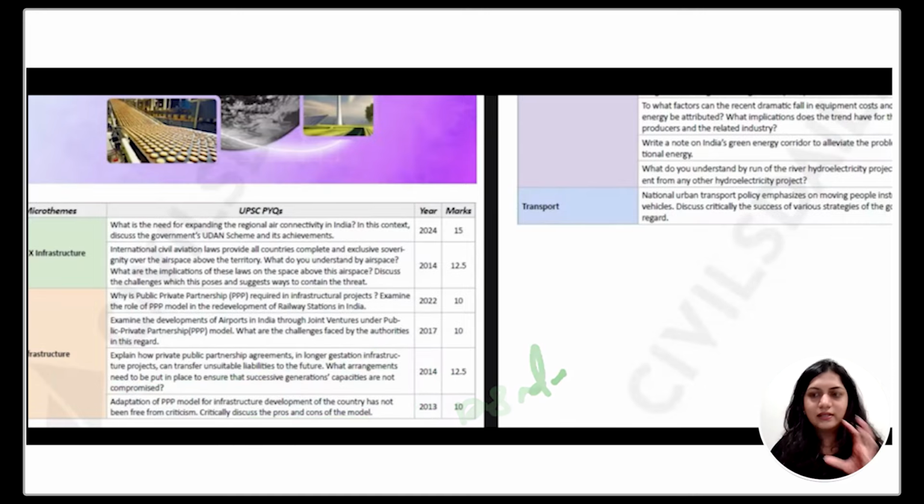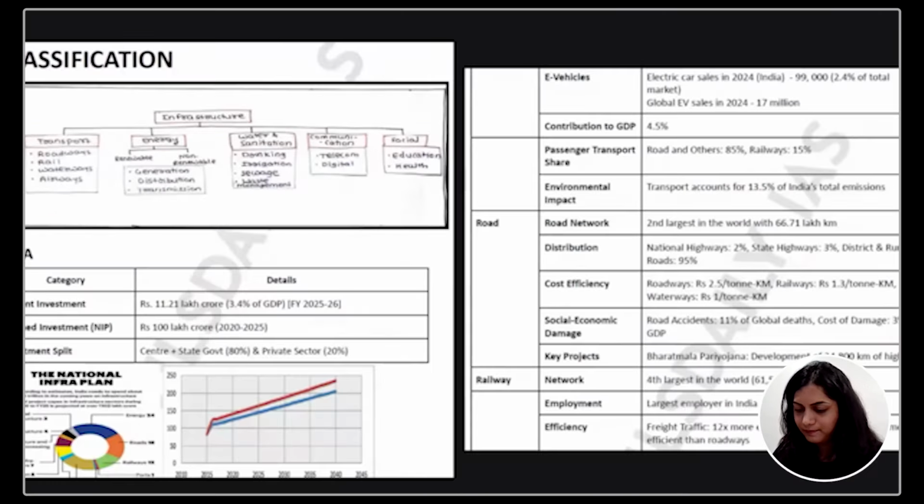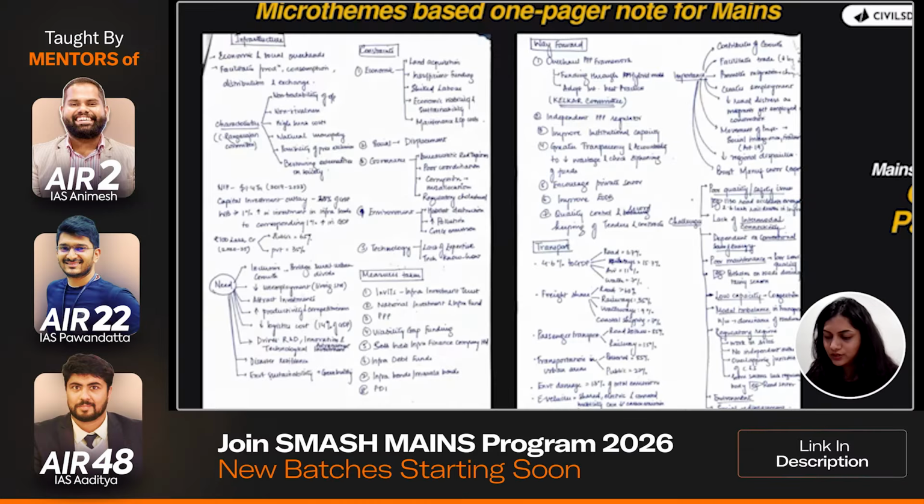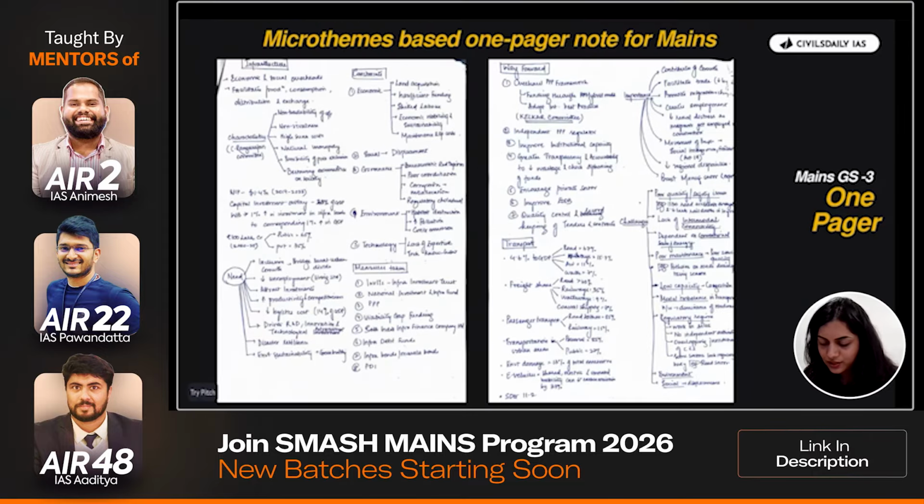Okay, so this is how you will identify what different themes have been asked in PYQs using this microthemes PDF, and that is how you can make one page notes. Okay, I hope you guys are understanding via this example. Let's get back to our one-pager notes. So yes, so in this one-pager notes, you see the needs are identified here.